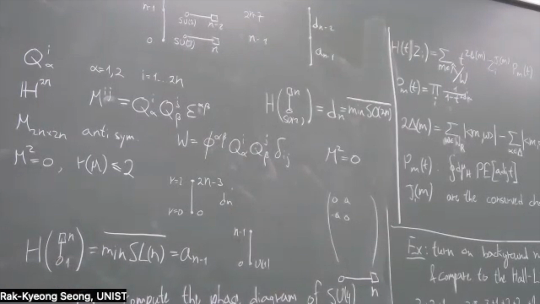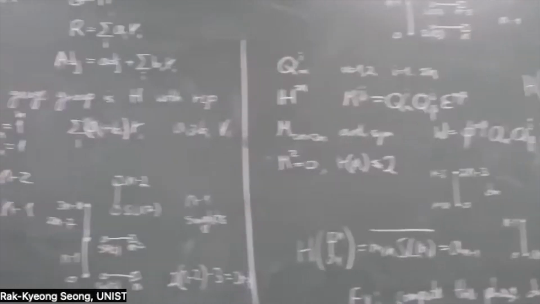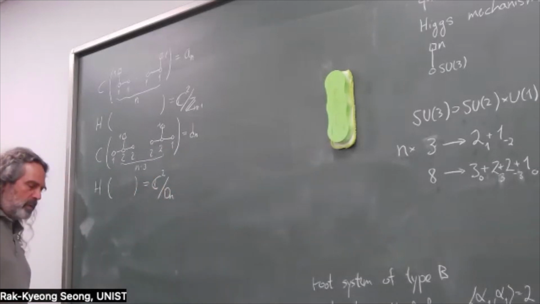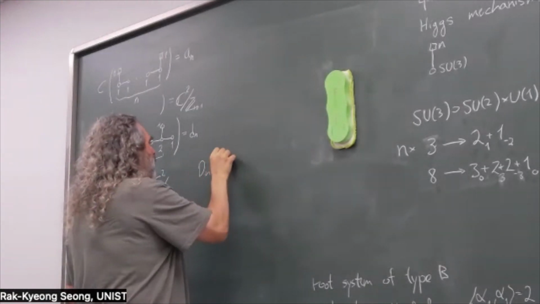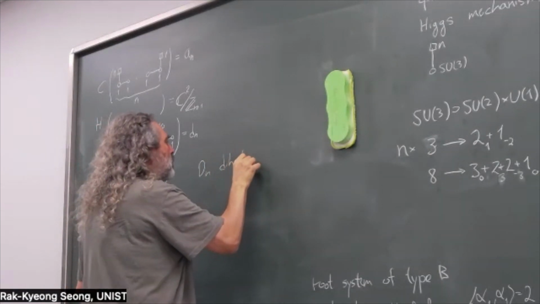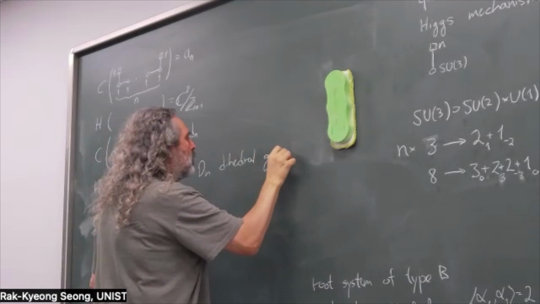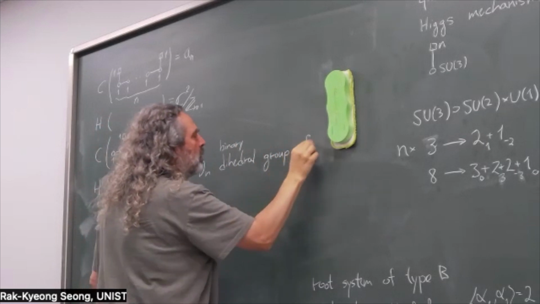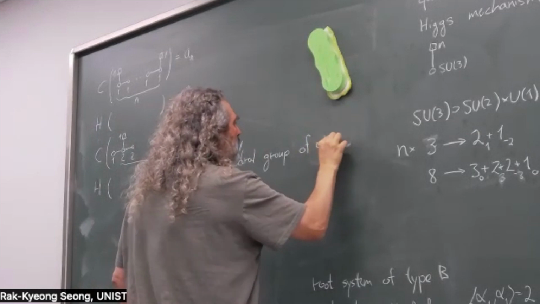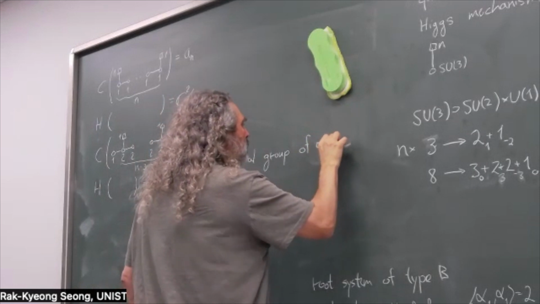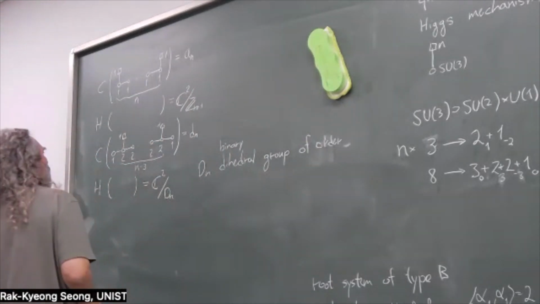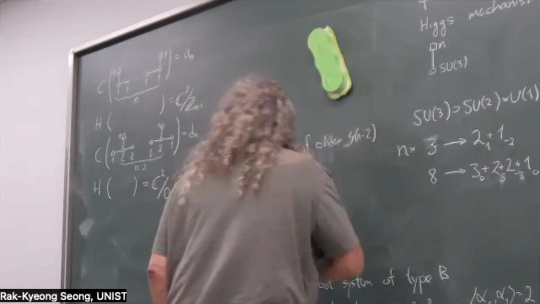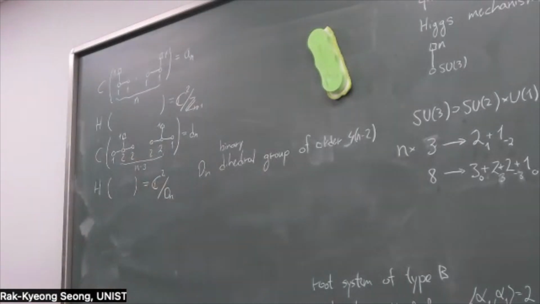And the Higgs branch of this quiver is the D-type Klein singularity, and we will denote it by D_n, the binary dihedral group of order 4(n minus 2). Any questions?